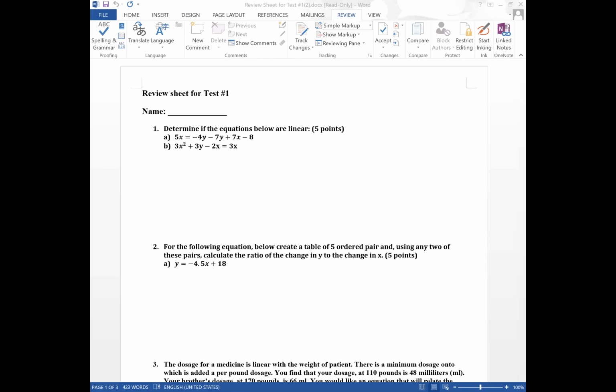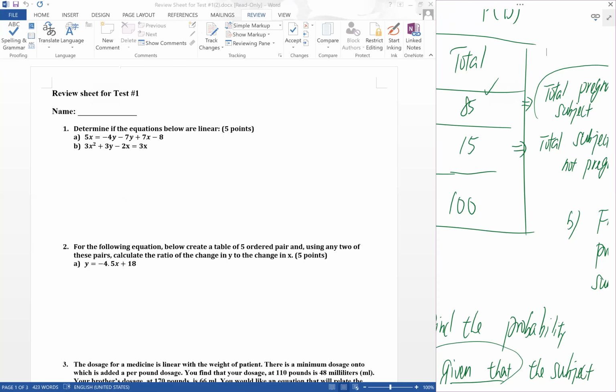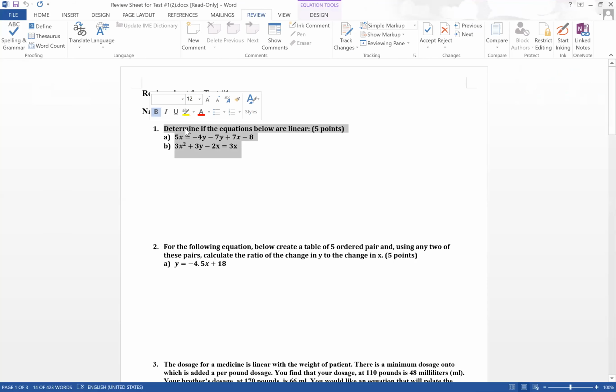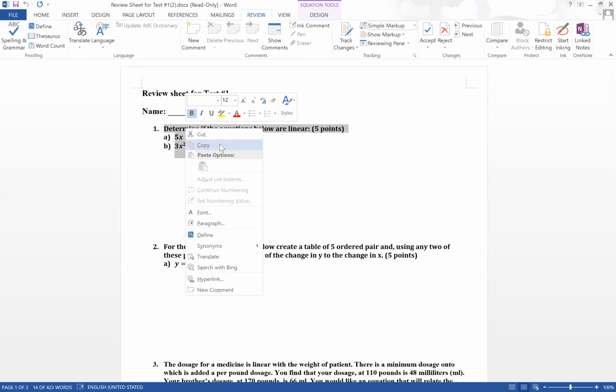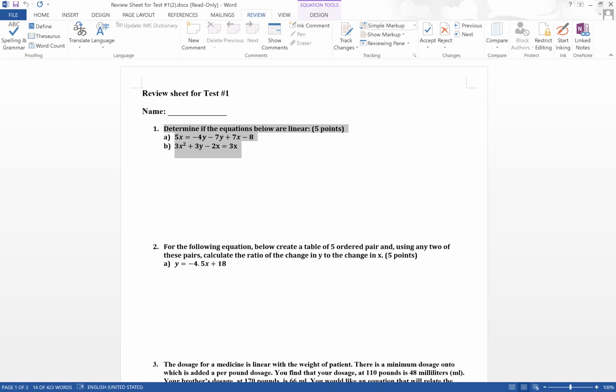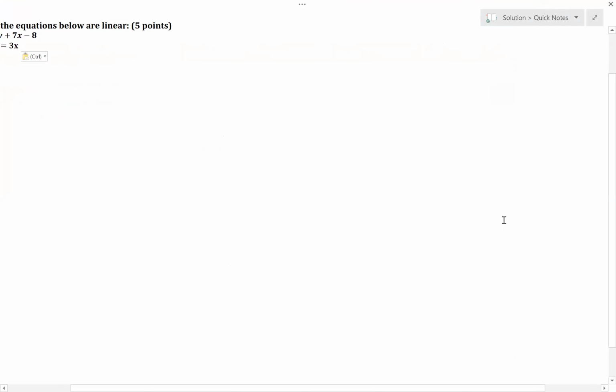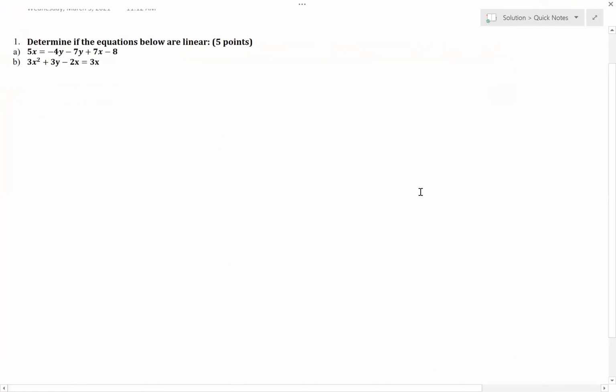Okay, so let's look at question number 1. Determine whether the following are linear functions. Let me share the screen with you. Here you go.